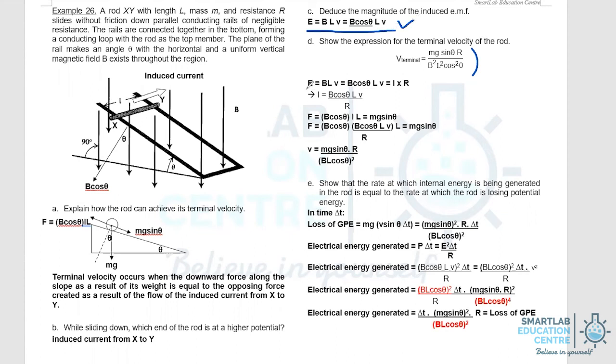And using the induced EMF to be equal to current multiplied by R, we're able to find an expression for the current, where R in this case is the resistance of the slides. And finally, we will use F equal to BIL, mindful that we will only use the component of B which is perpendicular to I, the current, which is equal to mg sine theta, and that is the component of the weight that's acting downslope. And substituting current with this expression, we will be able to work out that the terminal velocity is equal to this.